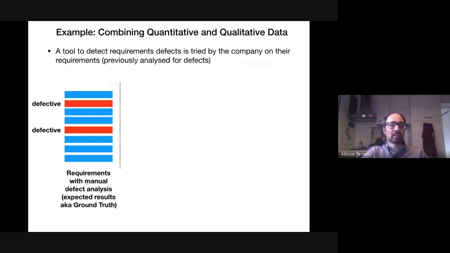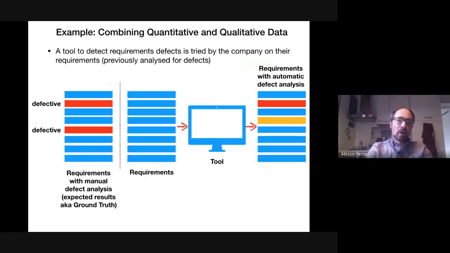There was a manual defect analysis performed before. They want to see if your tool is at least as good as the people, the requirements analysts, at finding those defects. Normally, the expected results, so the requirements that have been analyzed by a requirements analyst, are called the ground truth. This is in general the name for any set of expected results for any task. You may have heard this from lectures in artificial intelligence and machine learning. It's the same concept.